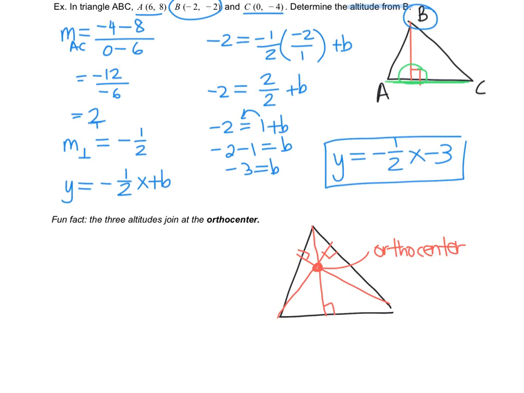And that's it for altitudes. Just remember, think of the altitudes like the height, and that way it will guide the steps of find the slope of the opposite side so that you can take a negative reciprocal, then sub your vertex in, and you're pretty much done.